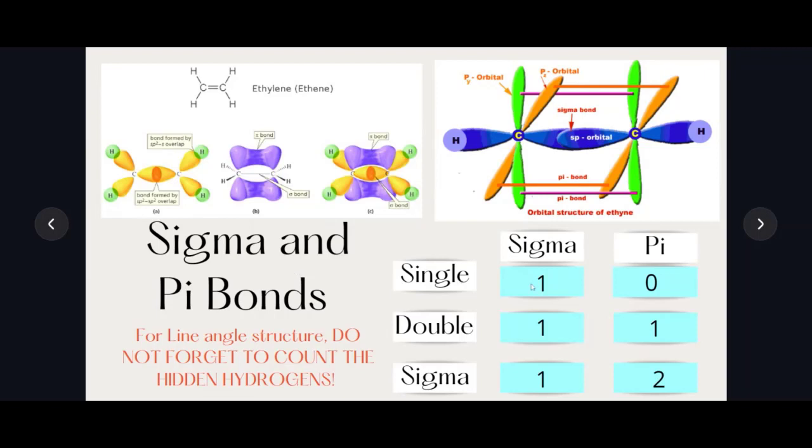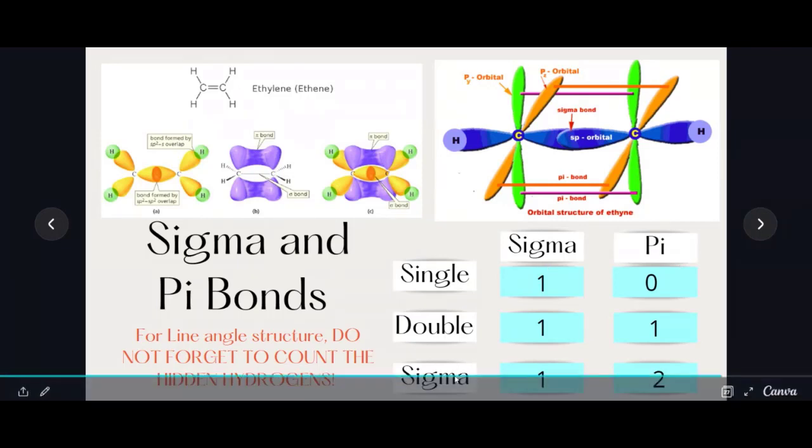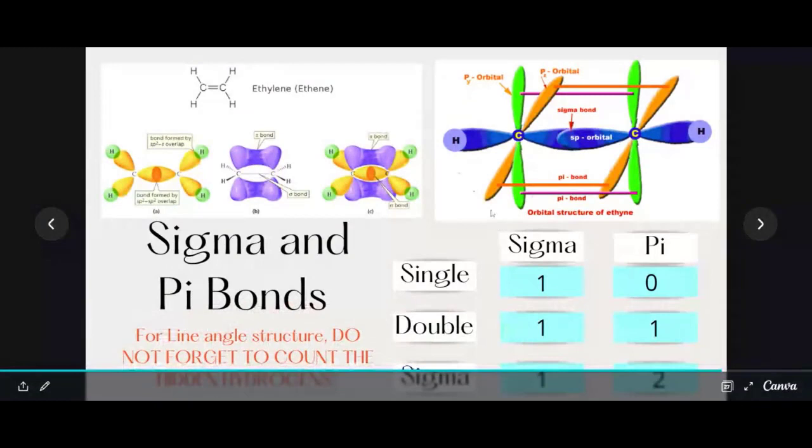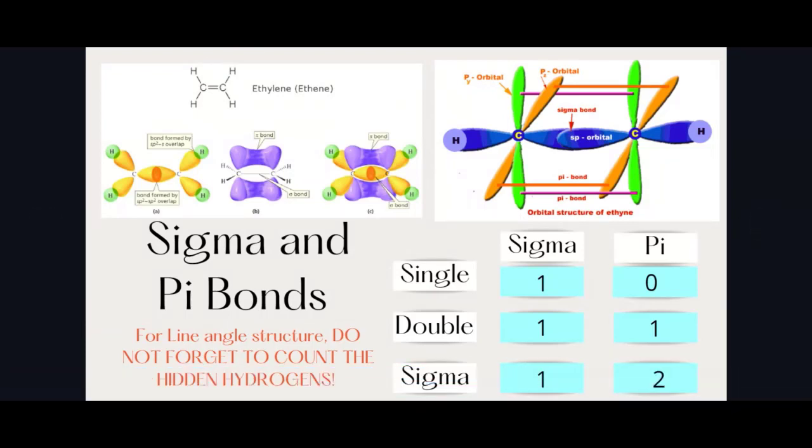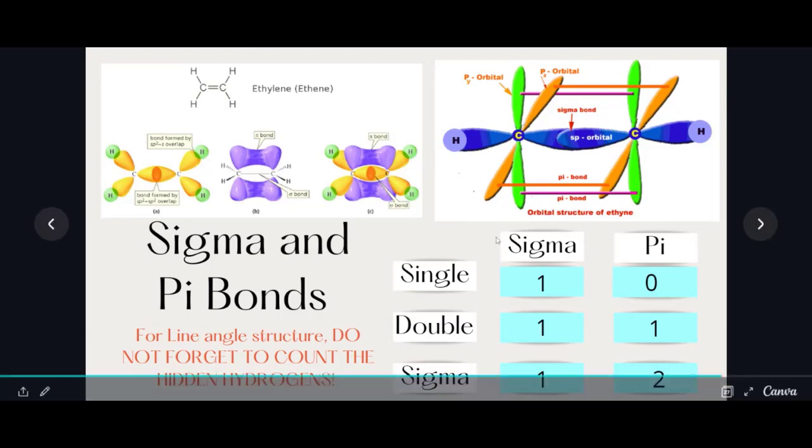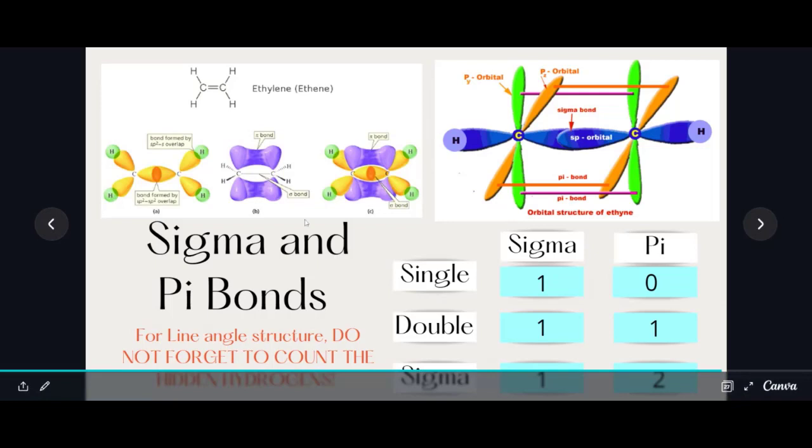Usually what you want to take away from this is that single, double, and triple bonds all have their own sigma and pi bonds. All of them have 1 sigma bond, and the pi bonds differ. The single bond has 0, the double bond has 1, and the triple bond has 2.